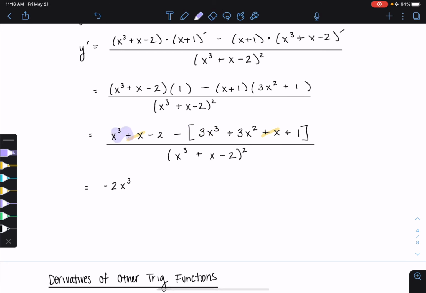I don't have any other x squared terms up here, so when that minus distributes, it's just minus 3x squared. We've got minus 2, distribute that out, becomes minus 1, to give us minus 3 as our constant. And then we've got x cubed plus x minus 2 squared. Okay. So don't be afraid to take more steps than you need to. If you needed to distribute that minus out before combining, absolutely do what you feel comfortable with. Okay.